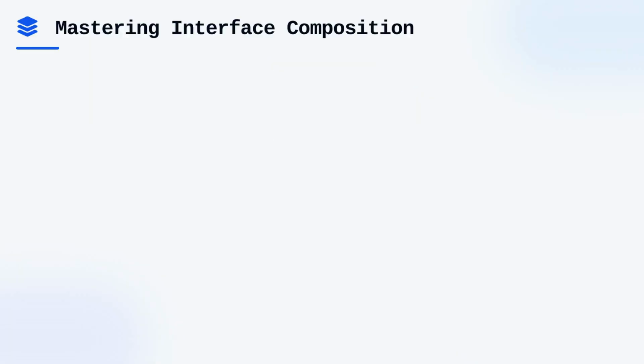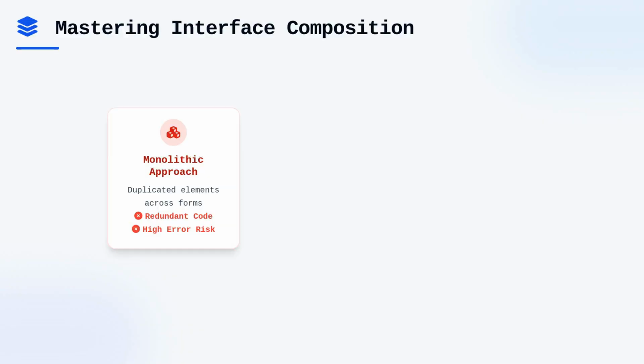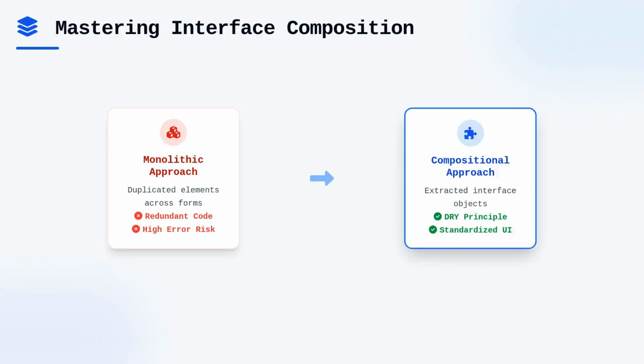Achieving consistency across a large application requires moving away from monolithic interface files toward a more compositional approach. When you build a complex system, you often find yourself recreating the same visual elements, such as standardized headers, footers, or custom picker components, on multiple forms. By extracting these elements into individual interface objects, you adhere to the DRY principle, which stands for don't repeat yourself.